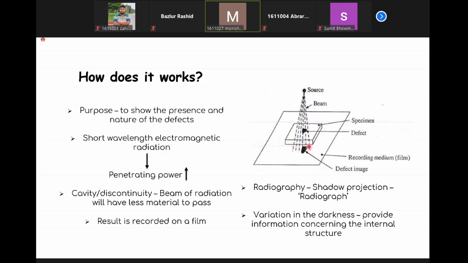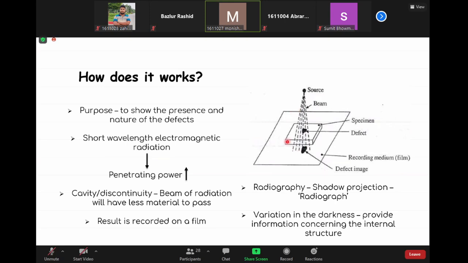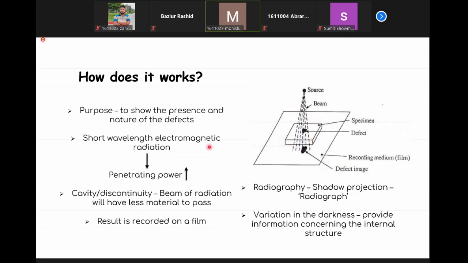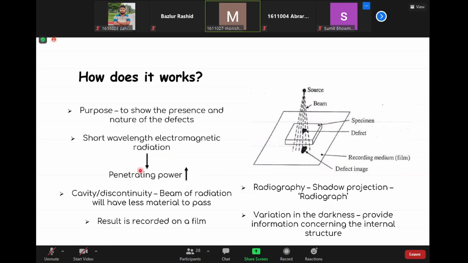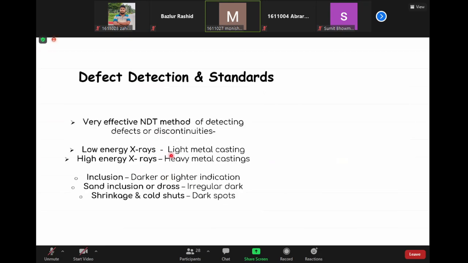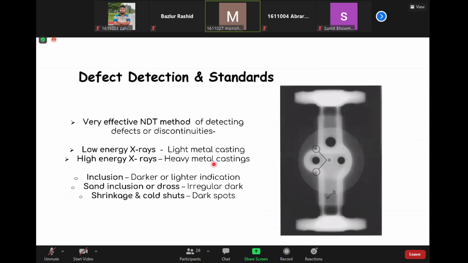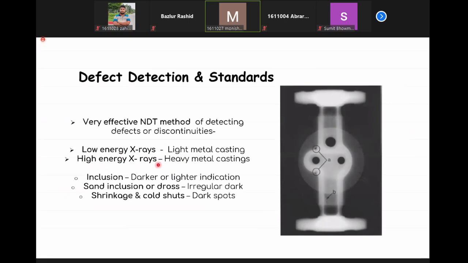The wavelength of the radioactive source affects a lot. The shorter the wavelength, the higher the penetration power will be. For heavy metal casting, we use a high energy X-ray beam. For light metal casting, we use low energy.